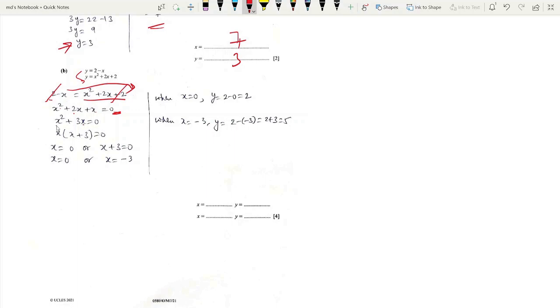You can take x common, then here it is x times x plus 3. x will be 0 or x plus 3 will be 0. x equals minus 3 when you take to right side. So we got two possible values of x.